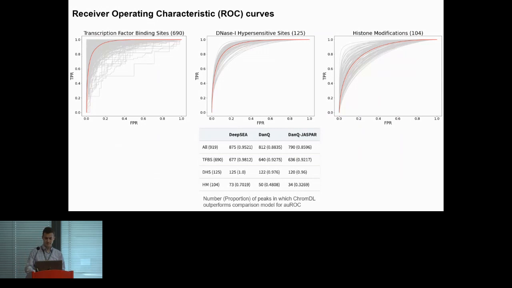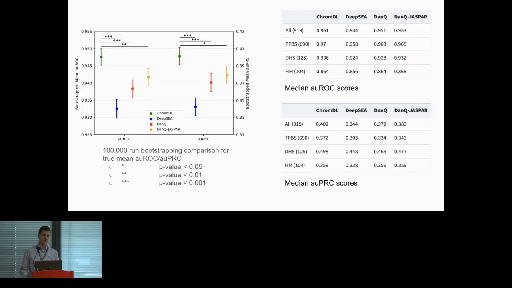Just to affirm this, we performed a bootstrapping analysis to try to estimate the true mean area under the curve for the ROC and also the precision recall curve. And we found when we did this, we obtained significant increases in the estimated true area under these curves compared to these comparison models, and the following median area under the curve scores for these two metrics. So great, we have these area under the curve scores, but we want something else besides these metrics to base this improvement of a model off of.